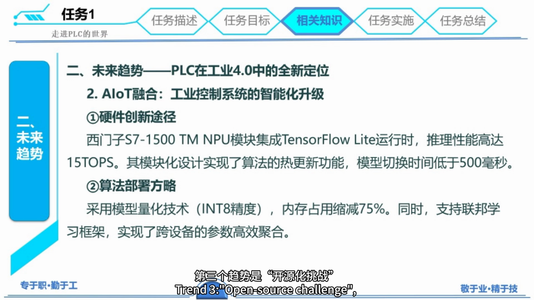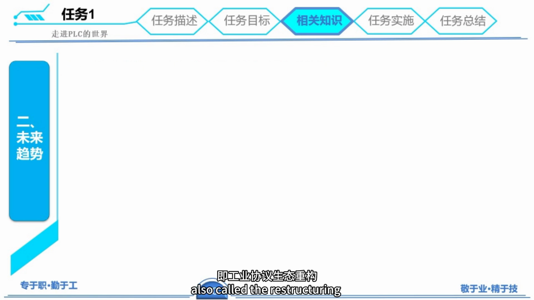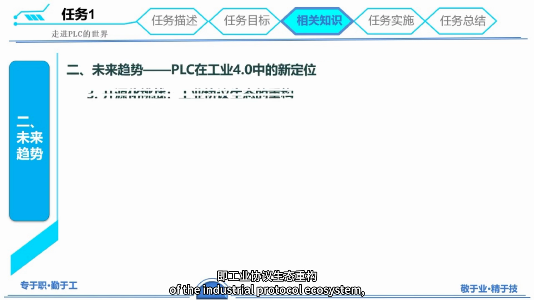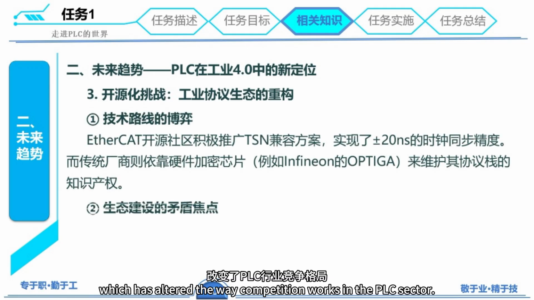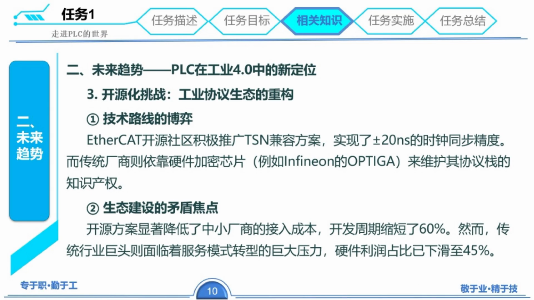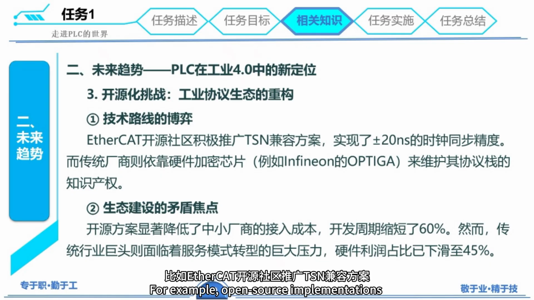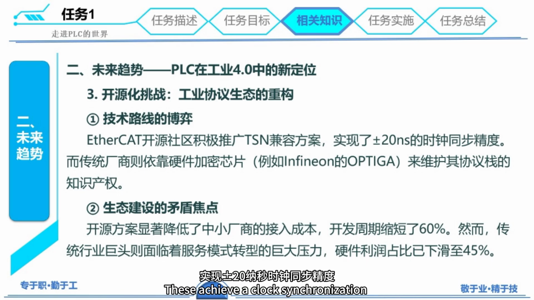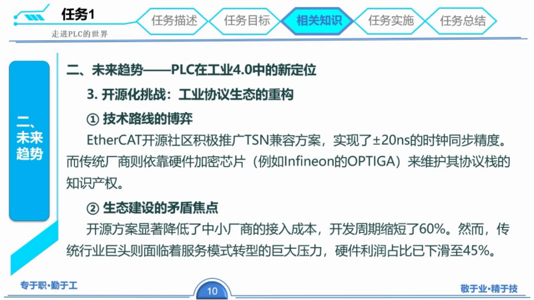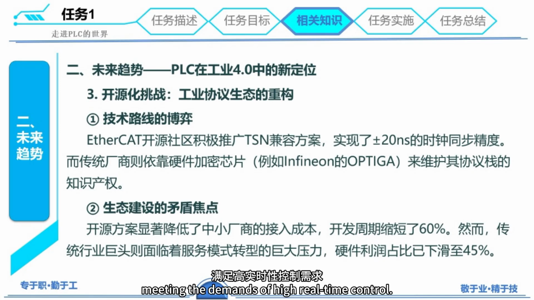Trend 3. Open Source Challenge, also called the restructuring of the industrial protocol ecosystem, which has altered the way competition works in the PLC sector. On the technical route, there's a tug-of-war between open source and closed source approaches. For example, open source implementations of EtherCAT are promoting TSN-compatible solutions. These achieve a clock synchronization accuracy of plus or minus 20 nanoseconds, meeting the demands of high real-time control.